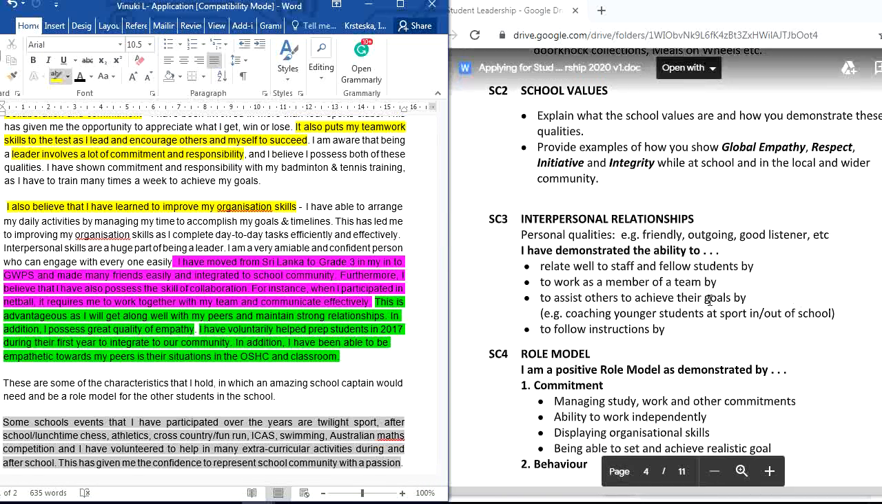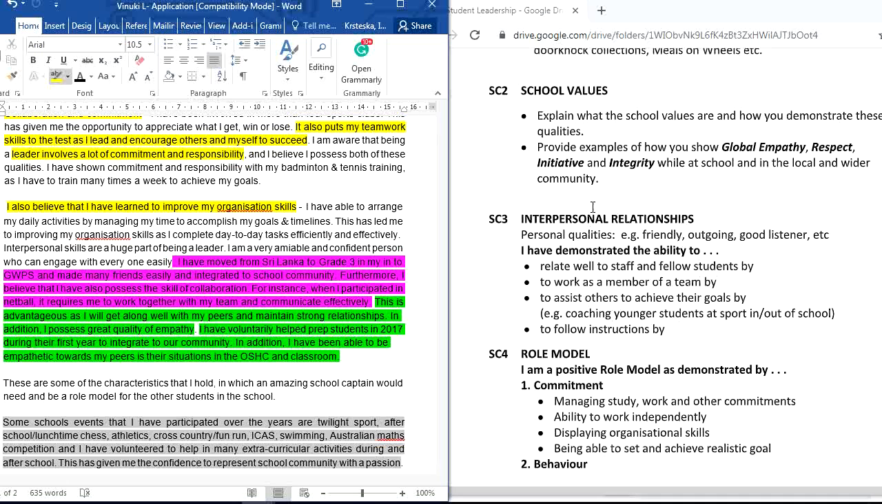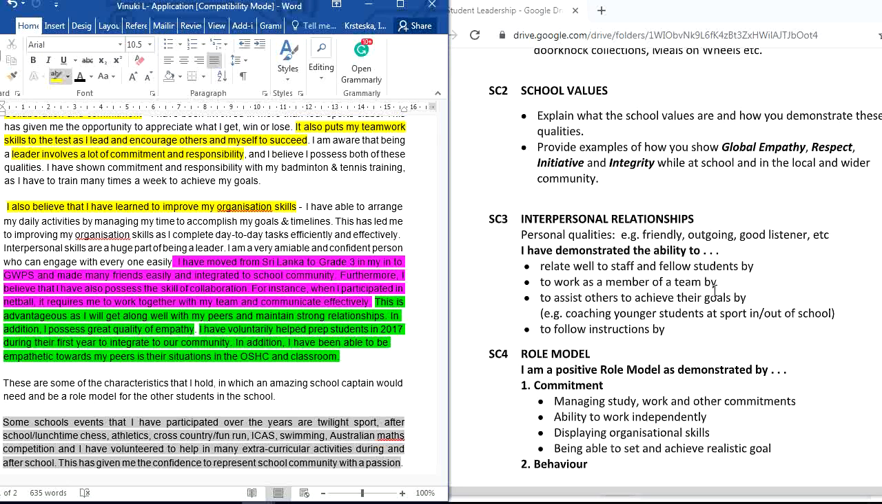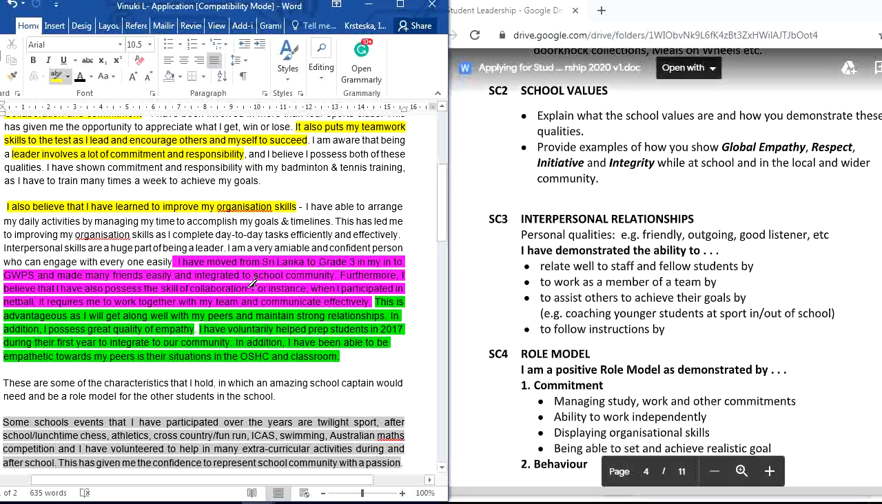Moving forward to interpersonal relationships. So this is your ability to work with others, collaborate, and have those relationships. In the application example, this student is talking about integrating easily into a school community, making friends, their ability to collaborate with other people, as well as communicate effectively in a team, with the example of playing netball.